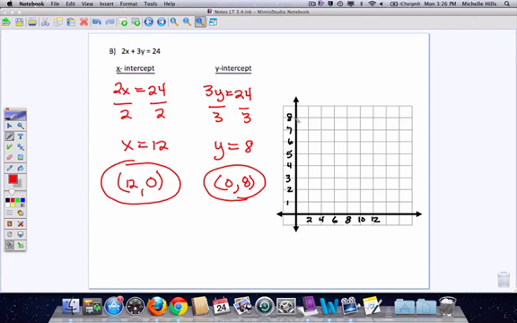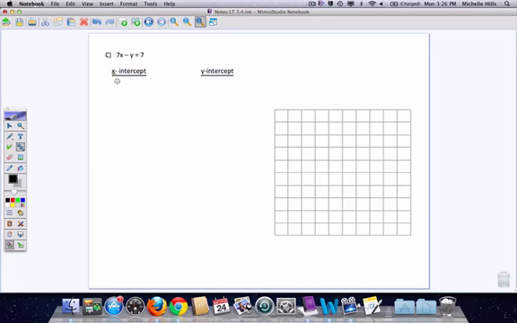Now, 0, 8 is up here. Make sure I'm putting it in the right place. 12, 0 is over here. Now I need to draw my line that's going to go through those 2 points. And that's my line. Make sure you're putting the arrows at the ends of all of your lines, or they are not the lines you think they are.